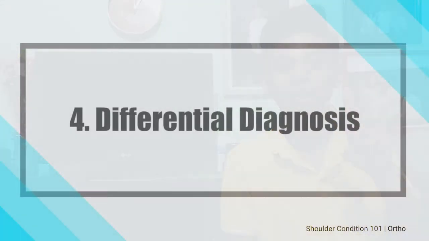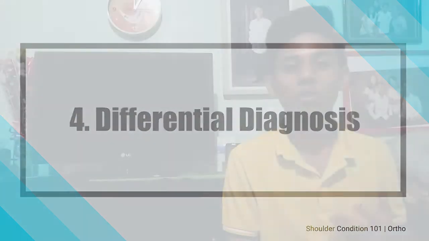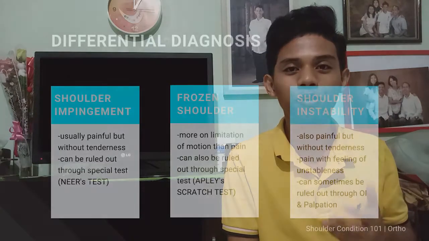Number 4. Differential diagnosis. As I told you a while ago, there are some shoulder conditions that may mimic the same signs and symptoms of your rotator cuff tear. So here are 3 conditions that are very closely related to your rotator cuff injury.